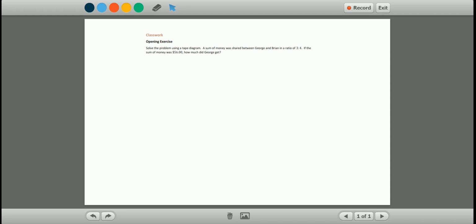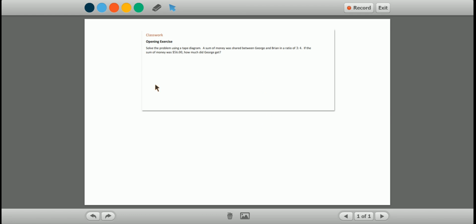So the first question in the opening exercise says, solve the problem using a tape diagram. A sum of money was shared between George and Brian in a ratio of 3 to 4. If the sum of money was $56, how much did George get? There's different ways of approaching this, but because they specified solve the problem using a tape diagram, I'm going to show you a tape diagram.